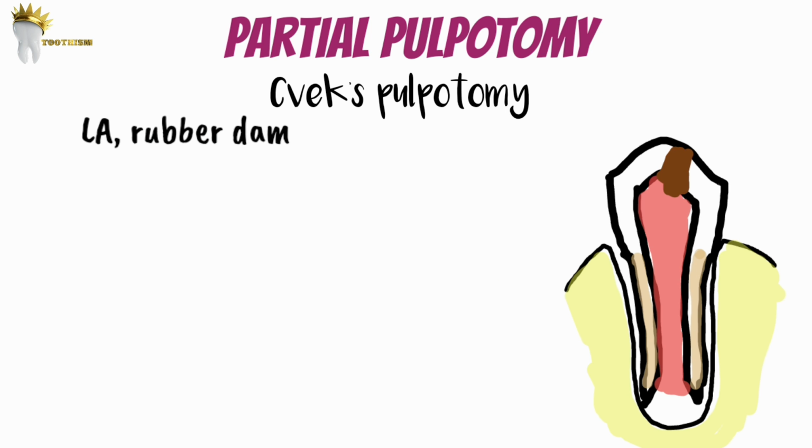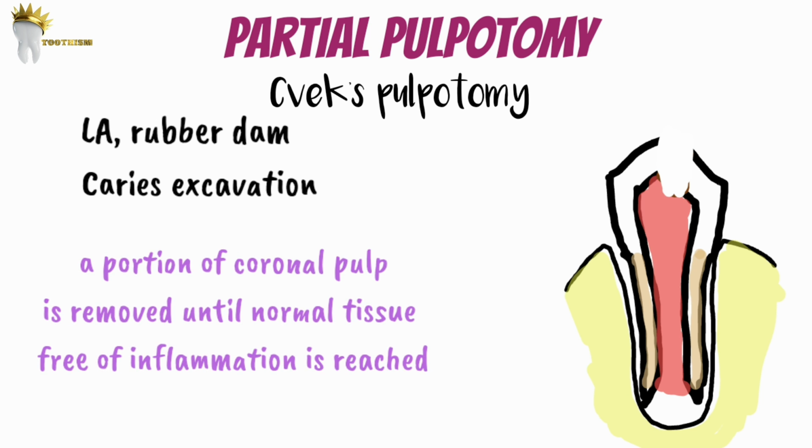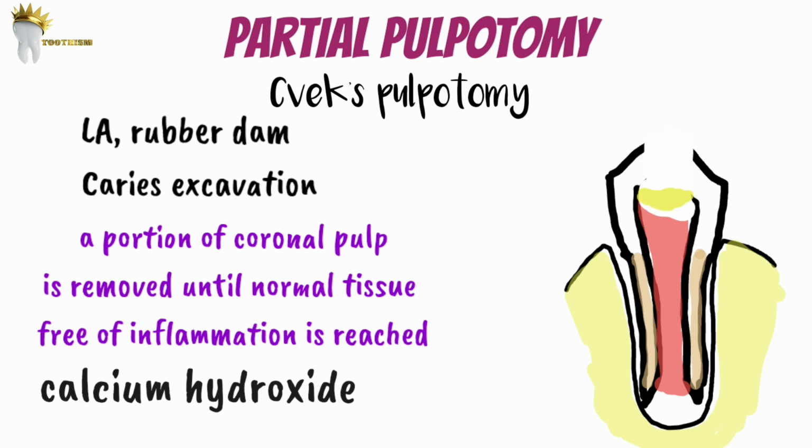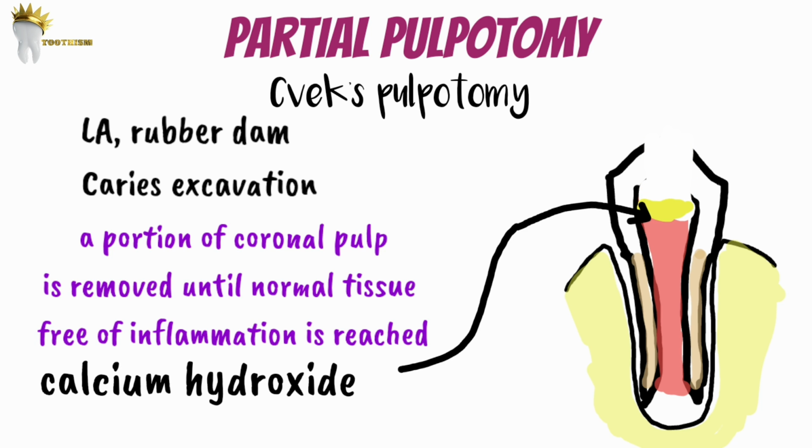Once again, the first step would be administration of LA and placement of rubber dam. After this, all the carious portion is removed, coronal pulp is removed, and hemorrhage is arrested. Now once hemostasis is achieved, calcium hydroxide is placed over the exposed pulp, ensuring there is no formation of blood clot there. Following this, a temporary filling is done.